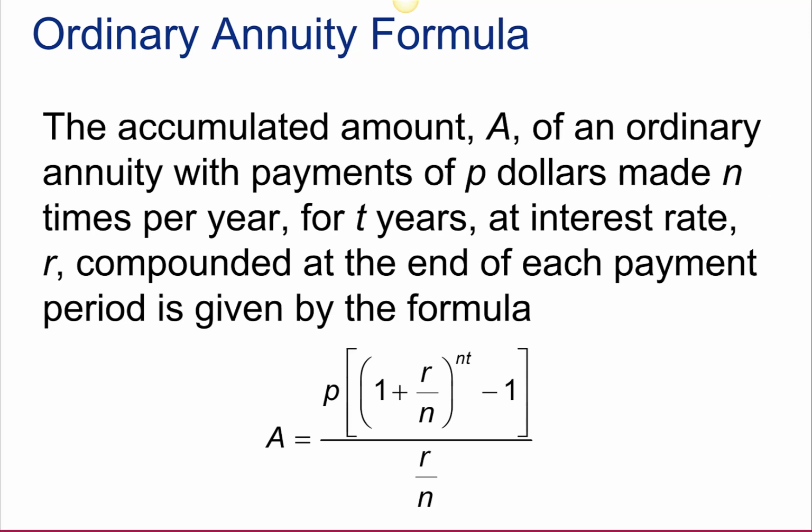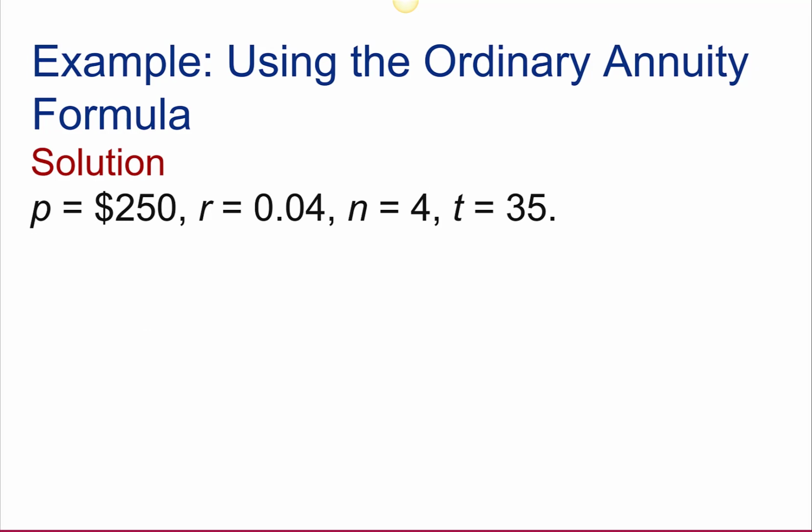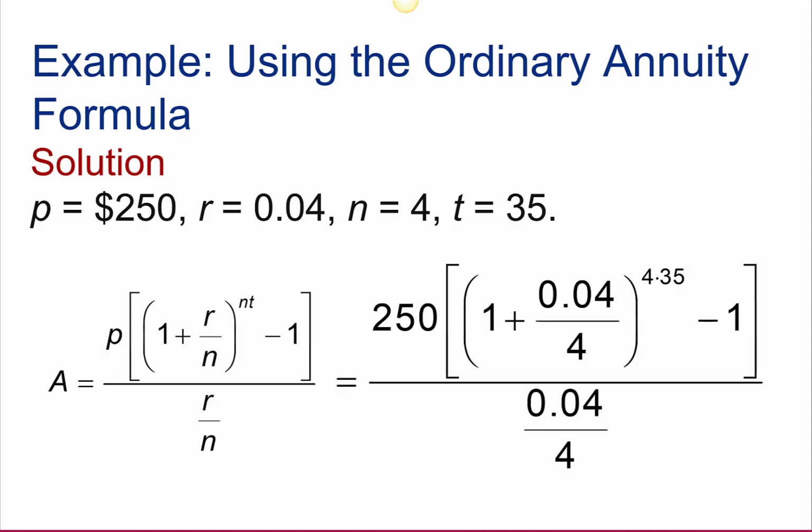So we have the accumulated amount, we have P, which is the payment in dollars made n times per year, R is the interest rate as a decimal, and T is the number of years. Bill and Megan are depositing $250 each quarter in an ordinary annuity that pays 4% interest compounded quarterly. Determine the accumulated amount in this annuity after 35 years. So their payments are $250 each quarter, interest rate 0.04 as a decimal, 4 payments per year for 35 years.